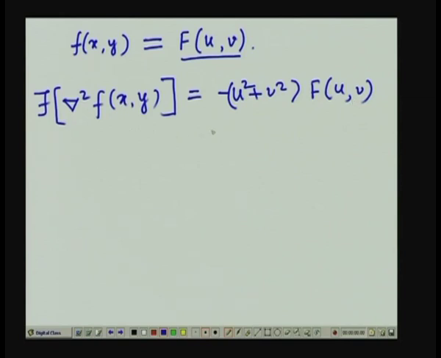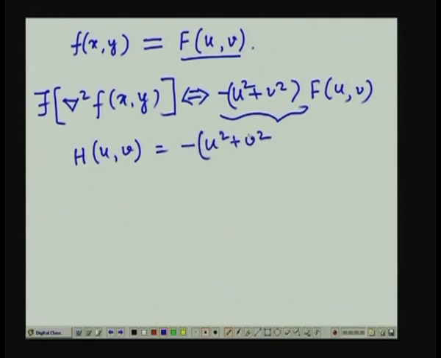So, using this operation, if I consider H(u,v) equal to minus (u square plus v square), and use this as a filter, I filter this F(u,v), and after that I compute the inverse Fourier transformation, then the output that we get is nothing but a Laplacian operated output, which will obviously be an enhanced output.